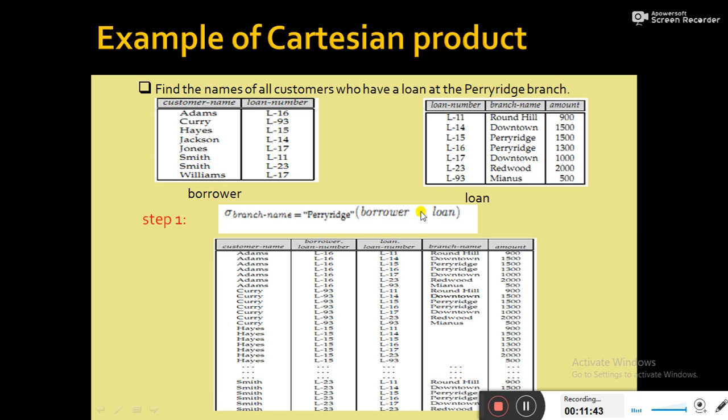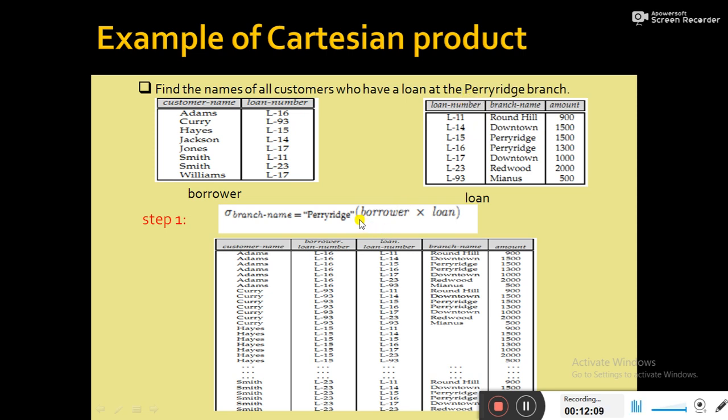And then what information is going to be stored in borrower cross loan? Every record of borrower is going to be associated with every record of loan. So Adams will be associated with all the records of loan, Curry will be associated with all the records of loan. That is how the table will be populated with lots of data. But we are concerned only with the loan which is borrowed at that particular credit branch.